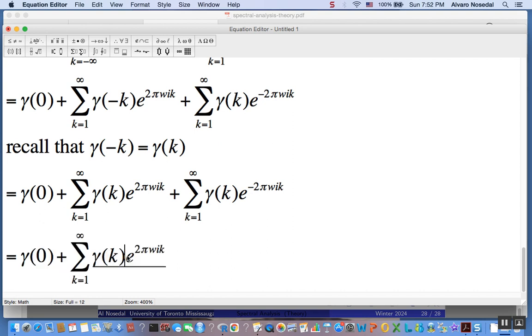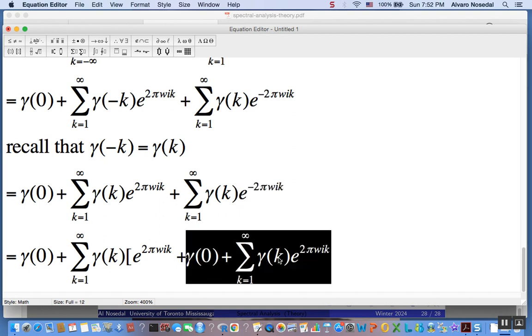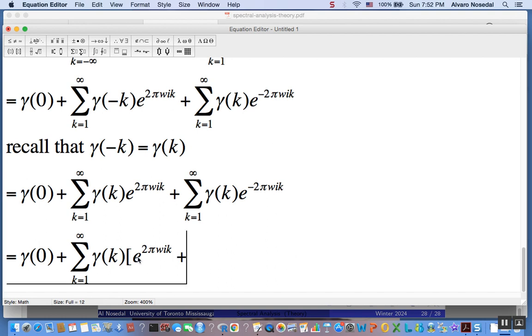Gamma at k times e to the power 2 pi w i k plus e to the power negative 2 pi w i k. Okay? Let me then just copy paste this one and change the sign. There we are. Agreed?